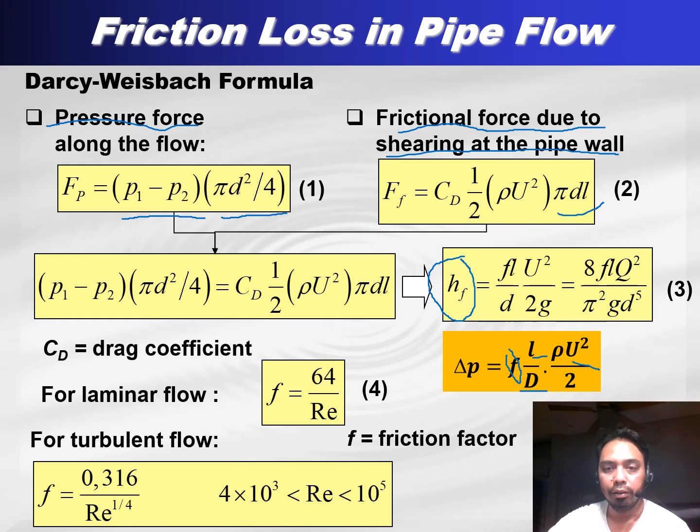The frictional factor F over here depends on the flow regime. For laminar flow, the frictional factor is equal to 64 divided by the Reynolds number. But for turbulent flow, it's involving more complex relations. We can use this formula for certain Reynolds numbers, or we can also use what we call the Moody diagram to determine what's the frictional factor.